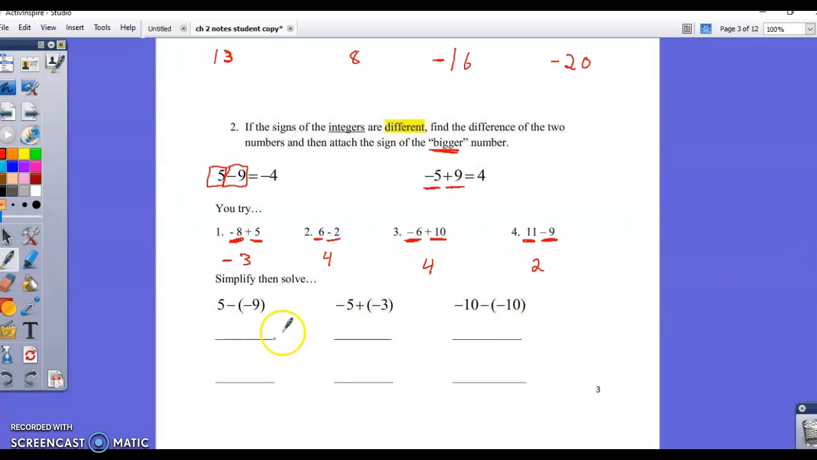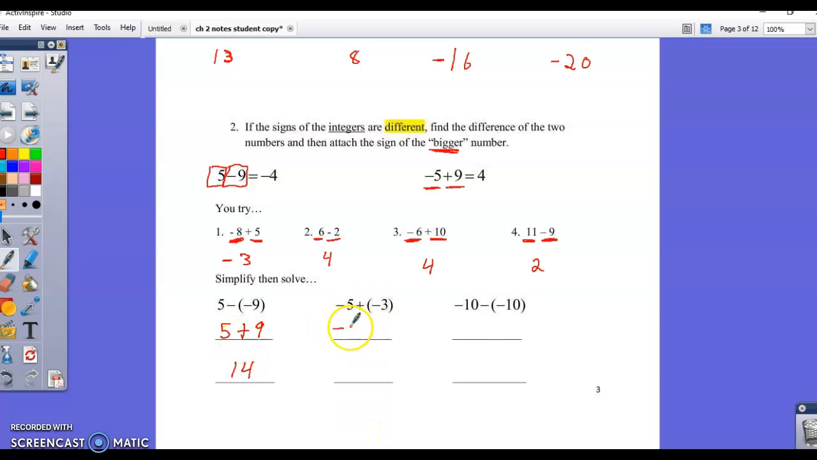Check out these here. So now we have our double signs, and then we apply our rules. So we have a 5 minus a negative 9. So we can change that to 5 plus 9. The signs are the same, positive 5, positive 9. That becomes 14, obviously, and it's positive because the terms are the same.